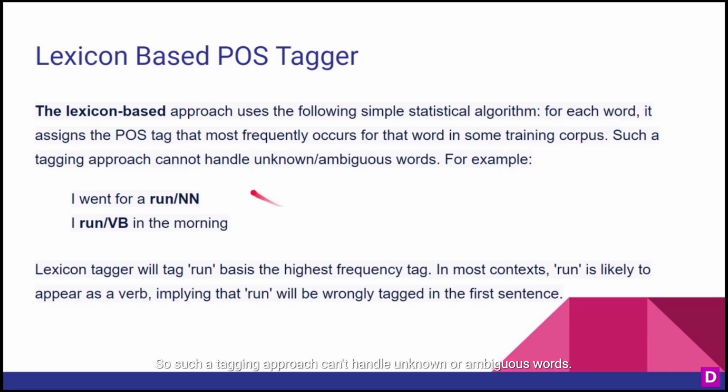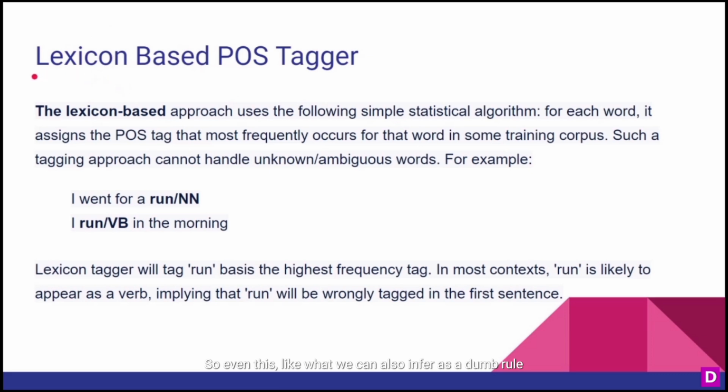Such a tagging approach can't handle unknown or ambiguous words. The POS tagger has been trained on a certain text corpus, and it has learned that for a given word this is the POS tag, and that the particular word has been tagged with this POS tag this many times. Suppose a new word comes up, other than in the text corpus, then this lexicon based POS tagger fails to tag that word with any type of POS tag. In that case, the least it could do is tag it with a random tag which has appeared most frequently in the entire text corpus. That is the final dead end of the lexicon based approach.